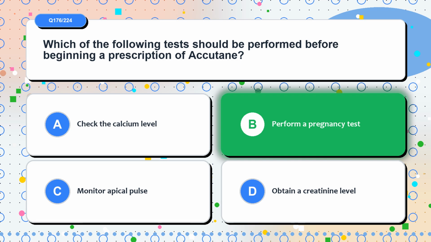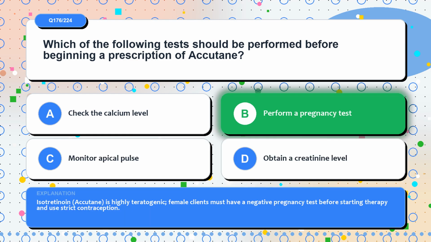The correct answer is option B. Perform a pregnancy test. Isotretinoin, Accutane, is highly teratogenic. Female clients must have a negative pregnancy test before starting therapy and use strict contraception.